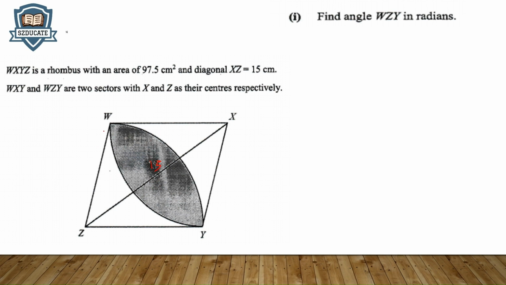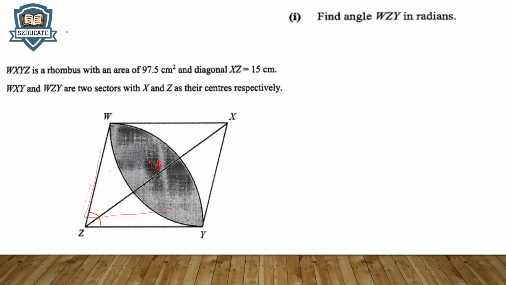And then there are two sectors. Can you see this? It's like a sector of a circle, and the other side. Find the angle WZY in radian. WZY, they want this. Now it's a bit hard because you don't have WZ or ZY, which is the radius of the sector. You also don't have the area of this. All you have is the area of the rhombus, which is a bit hard if you don't know the properties of the rhombus well. Okay, so in this case, the 15 actually plays a very important part.